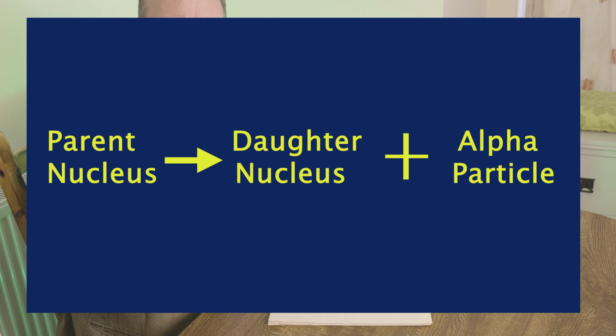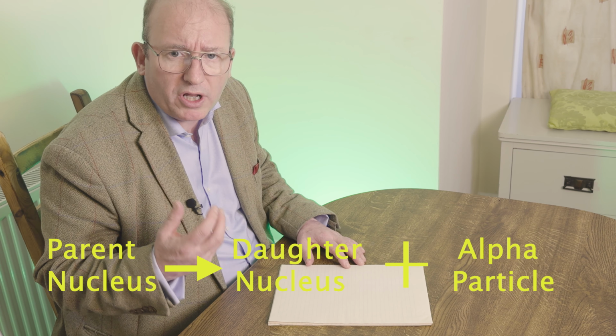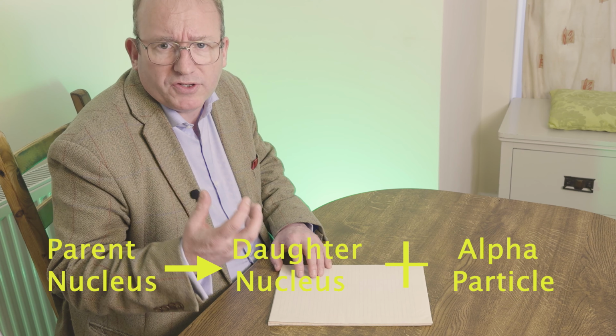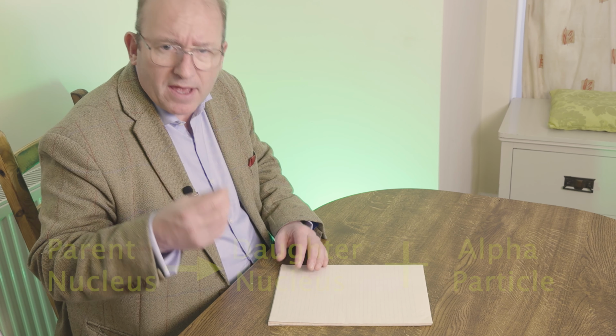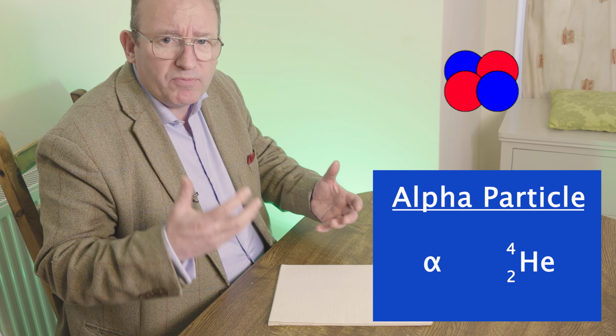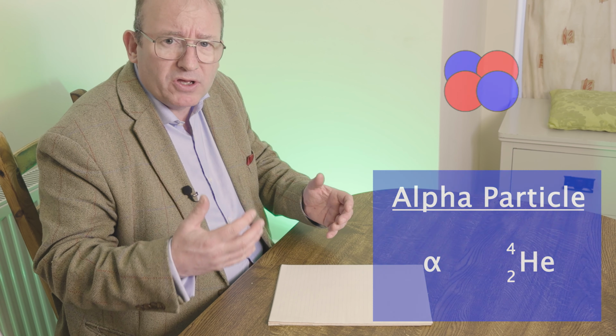The parent nucleus goes to the daughter nucleus, giving off the alpha particle. The parent nucleus refers to the original unstable nucleus, and the daughter nucleus refers to the nucleus that's left after the radioactive decay. The alpha particle is represented either with the Greek letter alpha or with He. The He obviously represents helium, and that's because an alpha particle is the same composition as a helium nucleus.